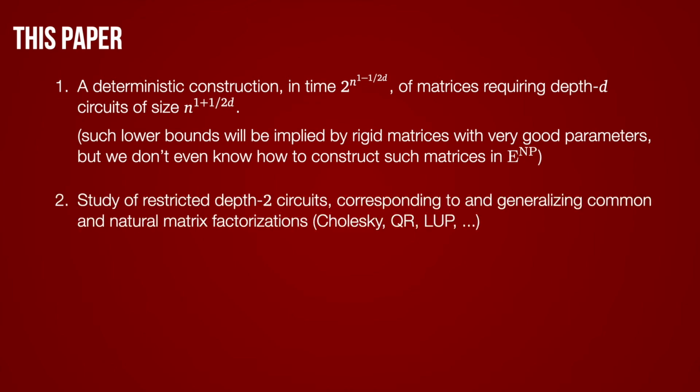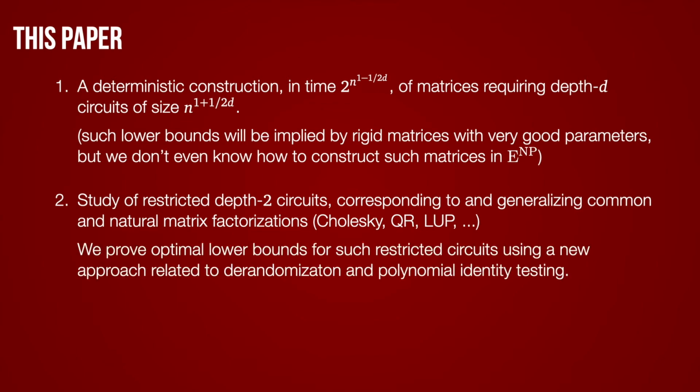Our second set of results concerns restricted models of depth 2 circuits. I hope I convinced you that depth 2 circuits are important, and we consider restricted models that correspond to many of the common ways that people factor matrices. There are many common matrix decompositions like Cholesky, QR, LUP and so on, and we consider circuit models that are restricted but generalize these common ways to factor matrices, and we proved optimal quadratic lower bounds for these models.